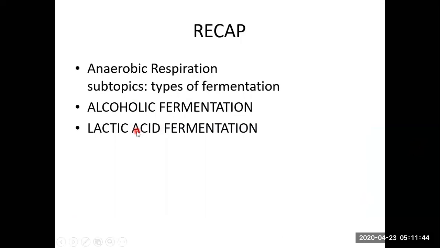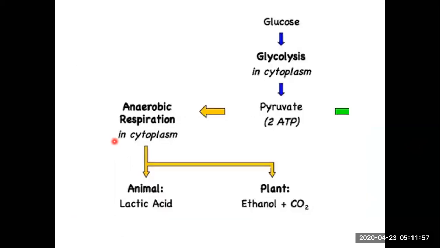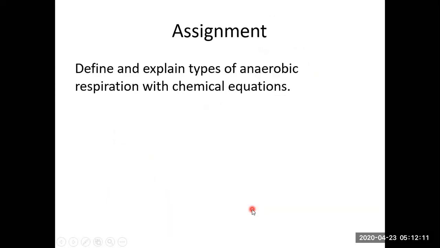So let's have a quick recap of our lesson today. It was about anaerobic respiration, and we studied two types of anaerobic respiration, which is also called fermentation: alcoholic fermentation and lactic acid fermentation. In aerobic respiration, the glucose molecule breaks down into pyruvate molecules with the help of the process of glycolysis. In anaerobic respiration, lactic acid is produced in animal cells, while in plant cells ethanol and carbon dioxide are usually produced.